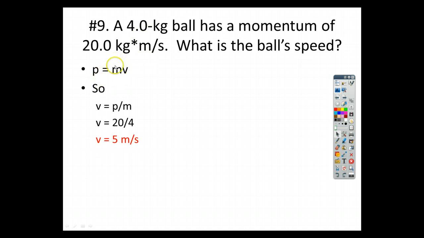You have a 4-kilogram ball that has a momentum of 20. And so if you rearrange the equation to solve for the ball's speed, you end up with 20 divided by 4, which is 5 meters per second.